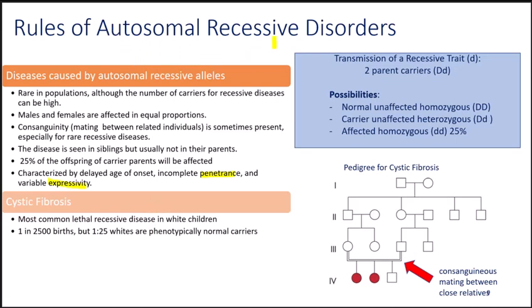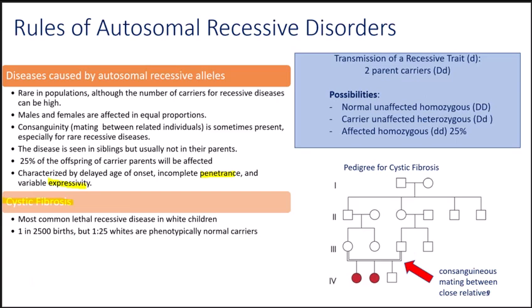Another example of an autosomal recessive disorder is cystic fibrosis. Cystic fibrosis is the most common lethal recessive disease in white children. 1 in 2,500 births are affected, but 1 in 25 white births are carriers that are considered to be phenotypically normal, meaning they have 1 copy of the affected gene, so they physically present normal, but they carry a diseased gene.